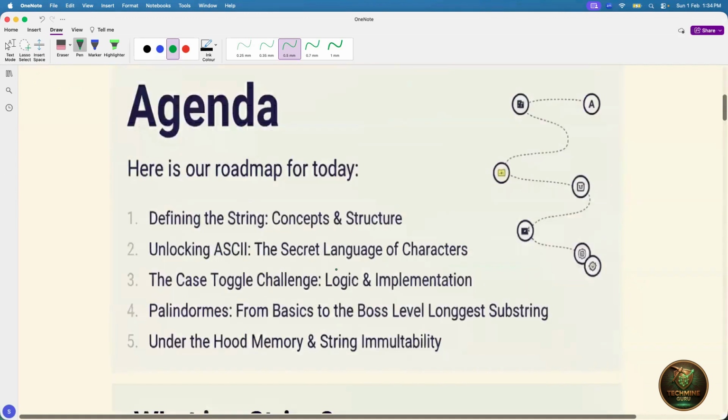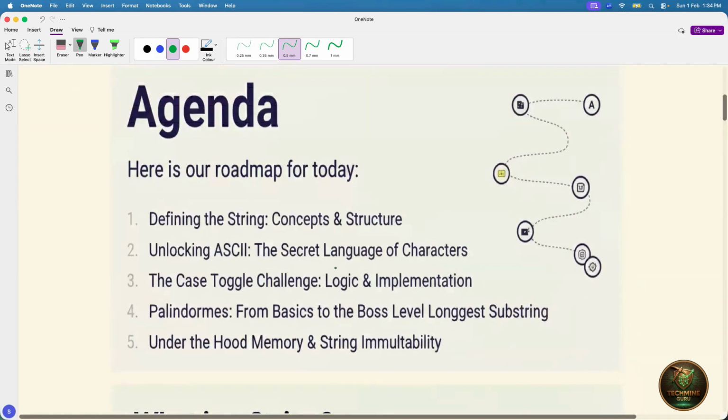So here is our roadmap for today. We will know what a string really is, then we will unlock the secret numbers behind ASCII. Then we will solve the toggle challenge, then master palindromes from basics. Then we will move to boss level, longest palindromic substring. And finally, we will understand what is going on under the hood of string memory and string immutability.